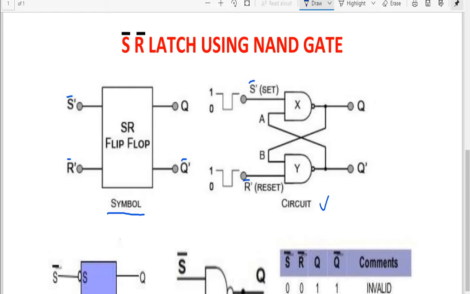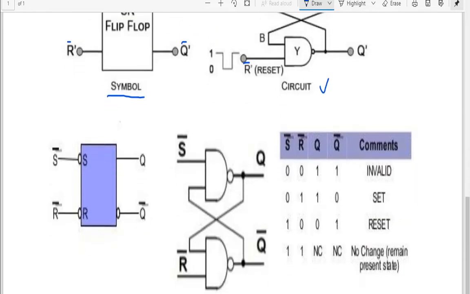That is, Q is fed back as an input to the lower NAND gate labeled as Y, and Q bar is fed back as an input to the upper NAND gate. We have labeled them as A and B. So normally this is how the circuit diagram of the NAND gate SR latch looks, and this is your logic symbol.